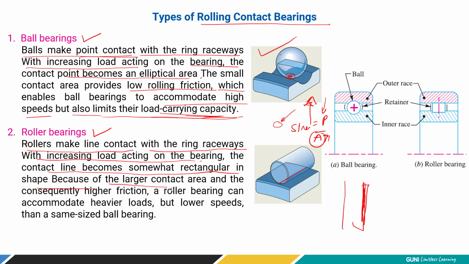Because of the larger contact area and the consequently higher friction, a roller bearing can accommodate heavier load. See, because of the shape only. If you use the ball bearing, you have a disadvantage of utilizing at a very high speed, right? But at the same time you cannot apply much load. But if you use the roller contact bearing, then you can have more load carrying capacity, right? But lower speed, you cannot achieve the higher speed than the same size ball bearing.